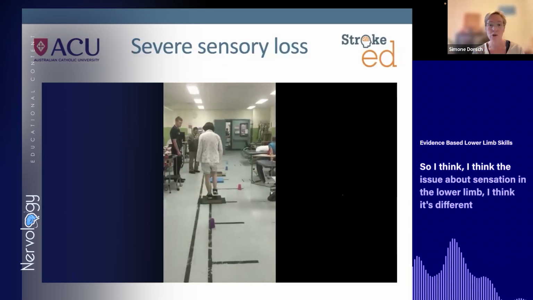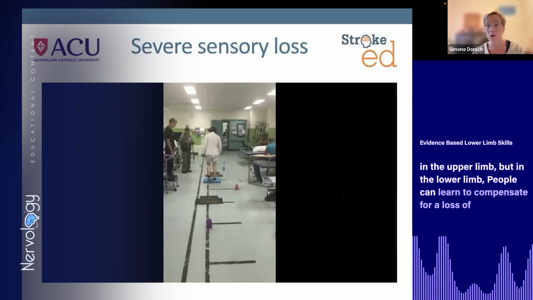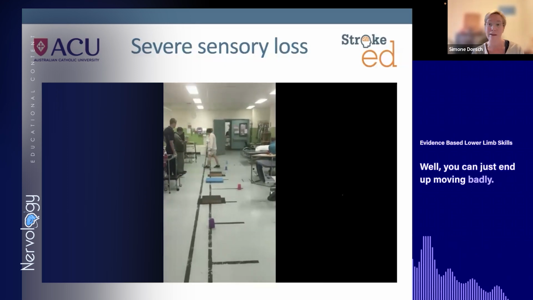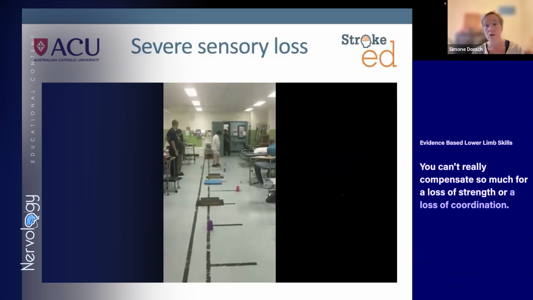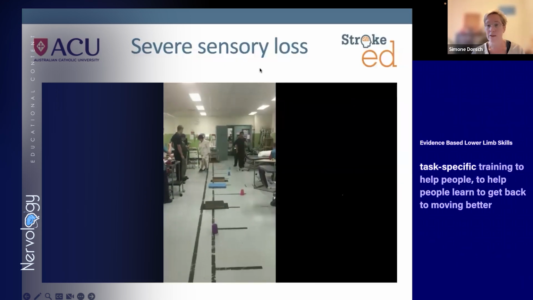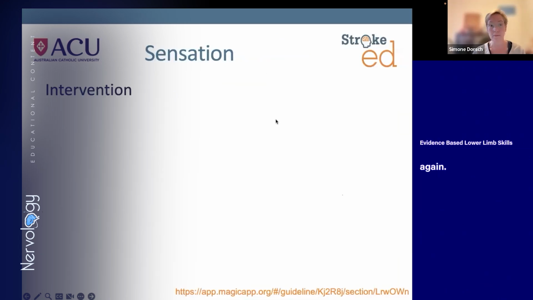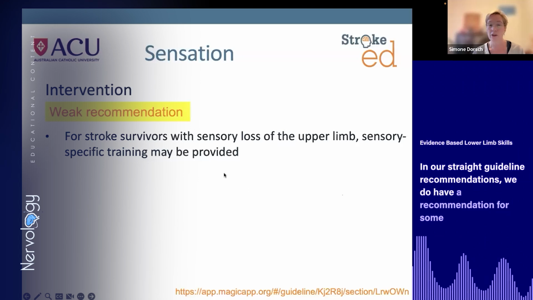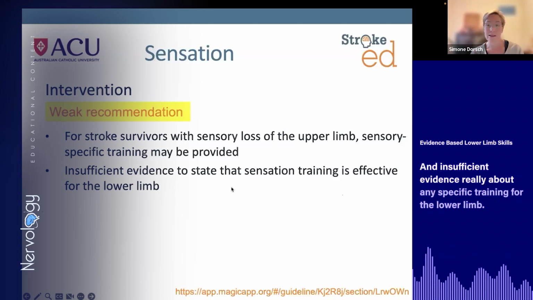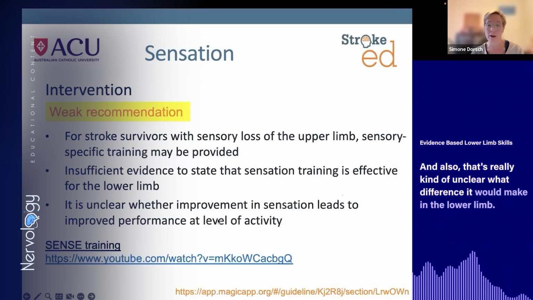So I think the issue about sensation in the lower limb, I think it's different in the upper limb, but in the lower limb, people can learn to compensate for a loss of sensation. And you can't really compensate, well, you can just end up moving badly. You can't really compensate so much for a loss of strength or a loss of coordination. So I think if we think about sensation, we can just do a lot of task-specific training to help people learn to get back to moving better again. In our stroke guideline recommendations, we do have a recommendation for some specific intervention for the upper limb and insufficient evidence really about any specific training for the lower limb. And also, it's unclear what difference it would make in the lower limb.